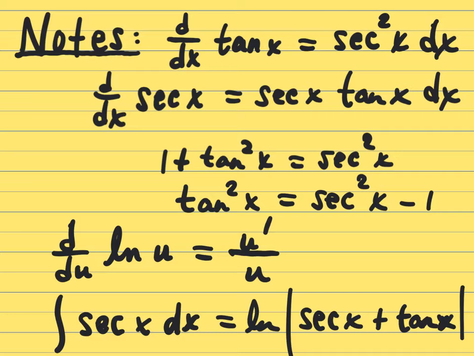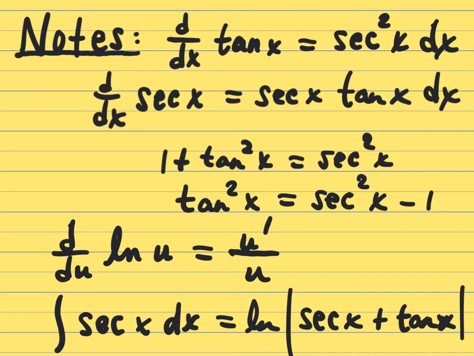But a couple specific ones: the derivative of tangent x is secant squared x. The derivative of secant x is secant x tangent x. A good Pythagorean identity for this video is 1 plus tan squared equals secant squared. And if you subtract 1 on both sides, you get another identity, just in an alternate form: tangent squared x equals secant squared x minus 1.